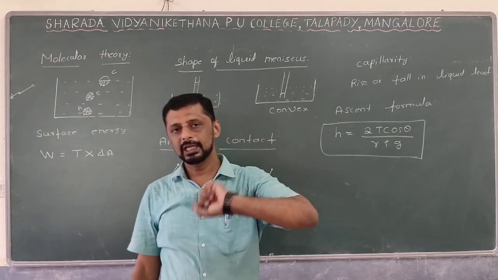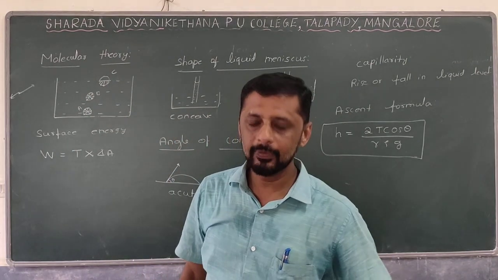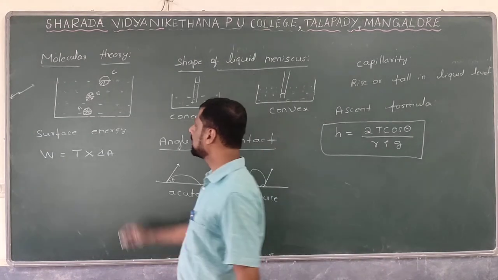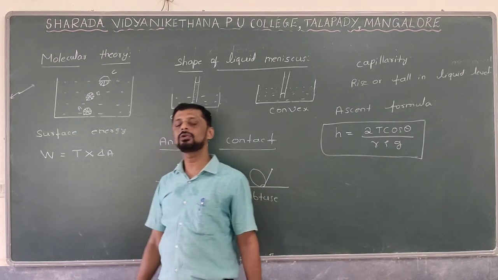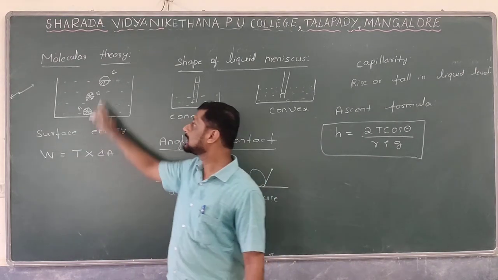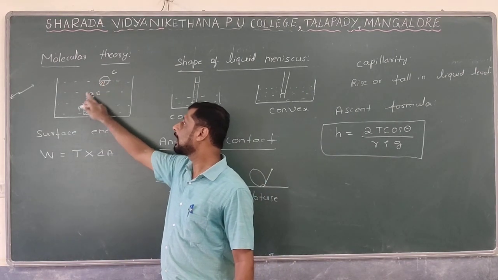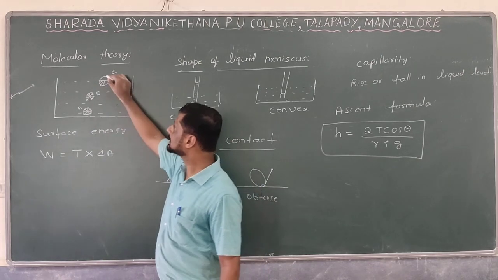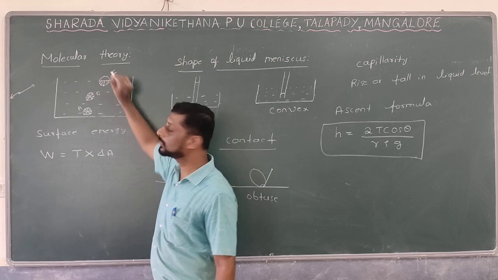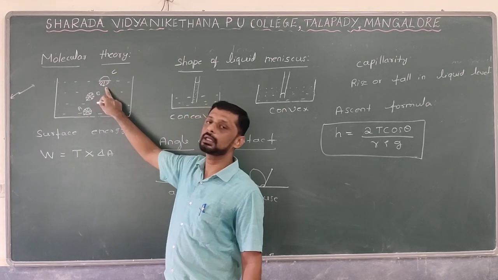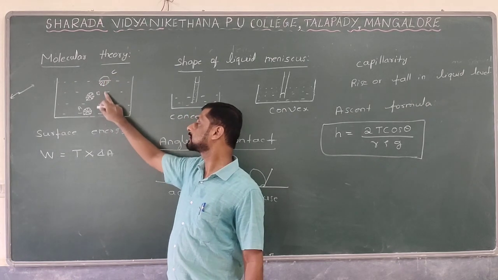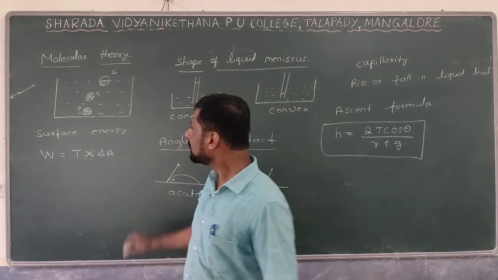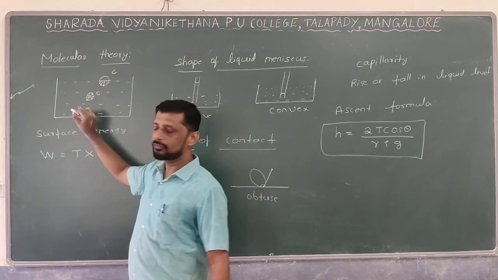Half the portion of the liquid molecule lies inside the liquid, while the remaining half lies outside the liquid. So here, what about the net force? In this case, the net force will not be equal to 0. This molecule will be attracted by all the other molecules lying inside the liquid. Therefore, the net force acting on it will not be equal to 0. In which direction is the net force acting? Downward direction only.